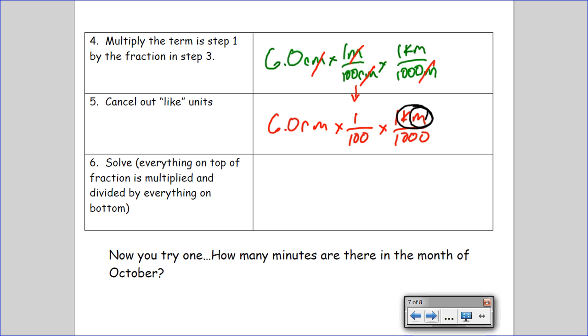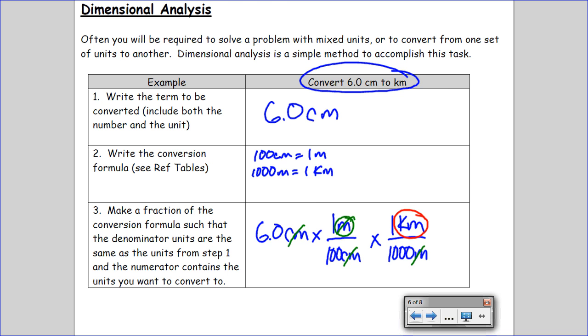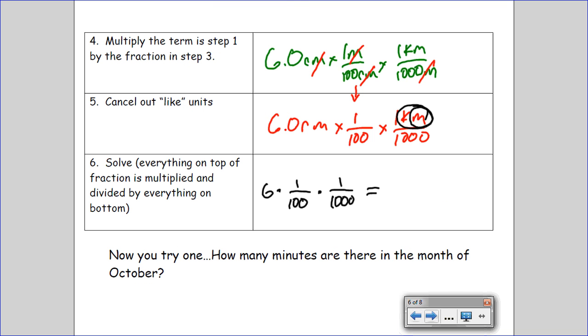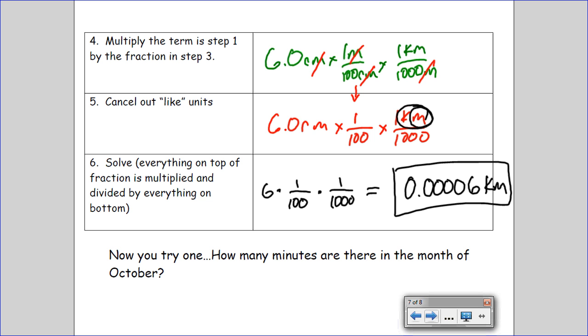Now solve everything. In this case, you're going to do 6 times 1 100th, or 6 divided by 100, times 1 1,000th, divided by 1,000. And the result that you get is actually going to be the same as if you did it with the other method. You're going to move the decimal 1, 2, 3, 4, 5 places to the left. So our final answer is going to be 0.000006 km would be our final answer there.